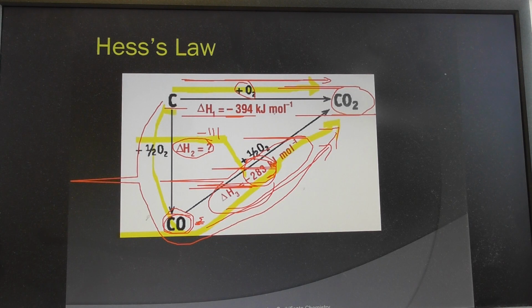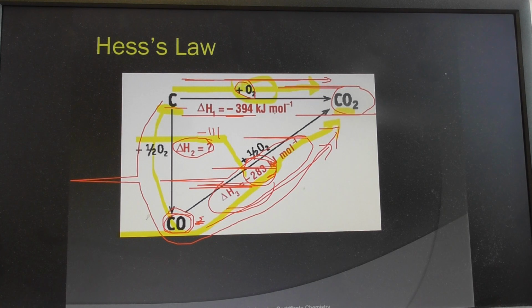So the same amount of energy going from carbon to carbon dioxide will be given out, irrespective of whether you do it in a one-step reaction like the top here, or a two-step reaction like this bottom. That's what Hess's law is in essence. It effectively means that the heat change of a reaction depends only on the initial and the final states of the reaction, and it does not matter about the route taken. So we only care about the initial and the final heats, and that's what Hess's law essentially is.